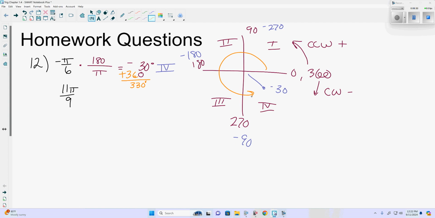11 pi over 9. Well, we can do it in the calculator. We can do it by hand. Because pi and pi will cancel. What's 180 divided by 9? How many times does 9 go into 18? 2, so 20. 20 times 11. So 220 degrees, where is that going to be?